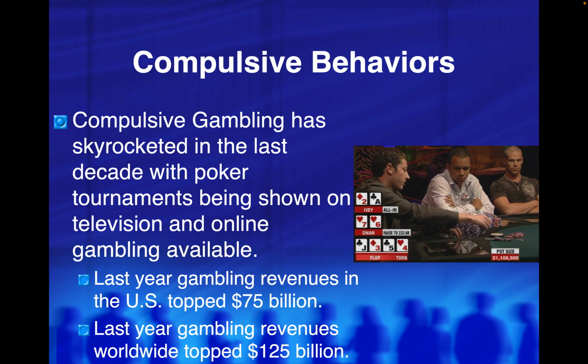Compulsive gambling has skyrocketed in the last decade, with poker tournaments being shown on television and online gambling available. Last year, gambling revenues in the United States topped $75 billion. Last year, gambling revenues worldwide topped $125 billion.